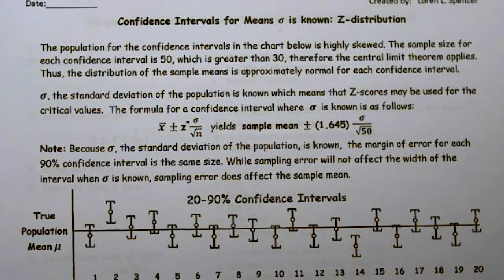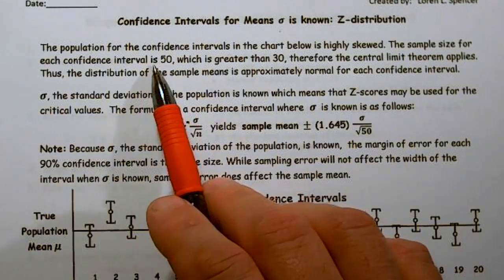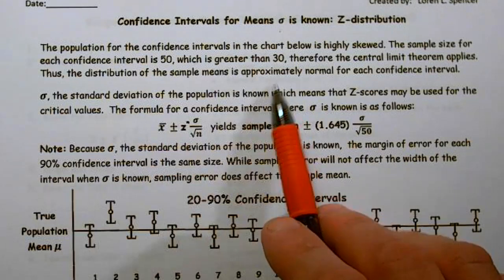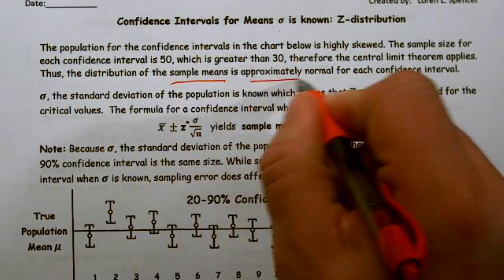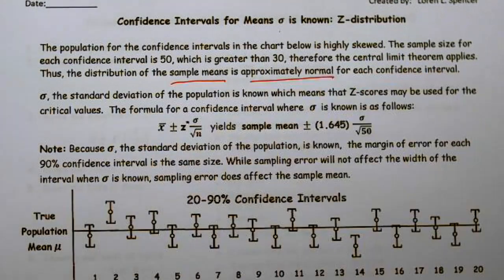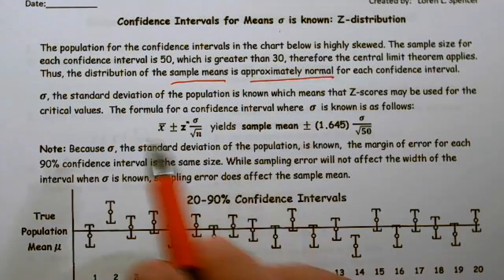So they're telling us the underlying data is skewed. But we have a large sample, a sample of 50. So by central limit theorem, the distribution of the sample means is approximately normal. All right. So consequently, we can go ahead and do this even though the population underlying distribution is skewed.